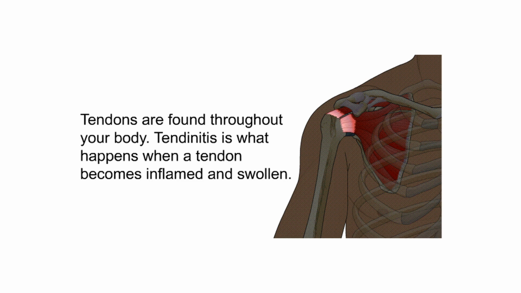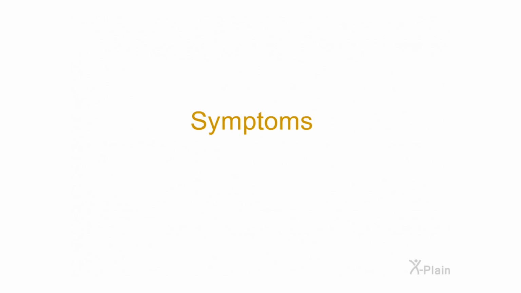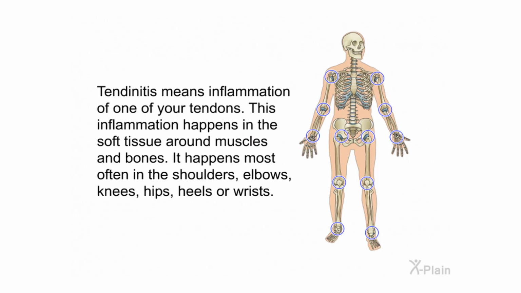Tendons are found throughout your body. Tendinitis is what happens when a tendon becomes inflamed and swollen. Symptoms. Tendinitis means inflammation of one of your tendons. This inflammation happens in the soft tissue around muscles and bones. It happens most often in the shoulders, elbows, knees, hips, heels, or wrists.